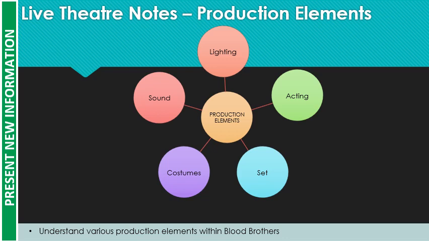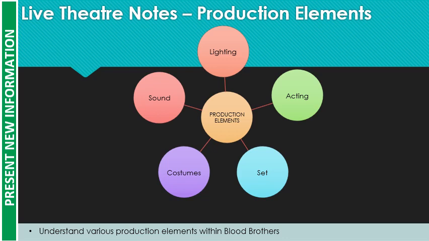So the very first part of your learning objective is to understand various production elements within Blood Brothers. When we talk about production elements, this is everything that it takes to be put on the stage. So that is lighting. We need lights to be able to see what's happening. Acting, that's both physical and vocal. The set is everything that is on the stage.